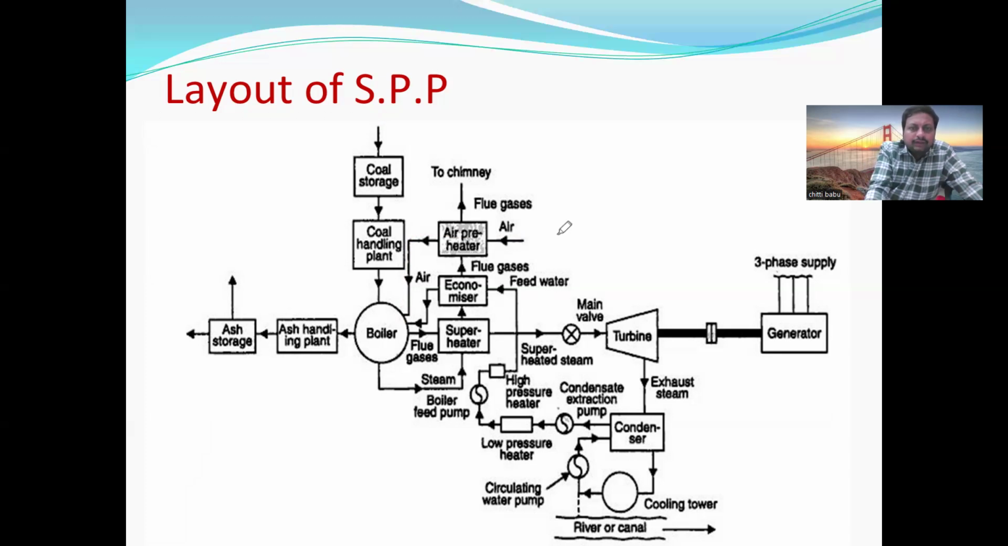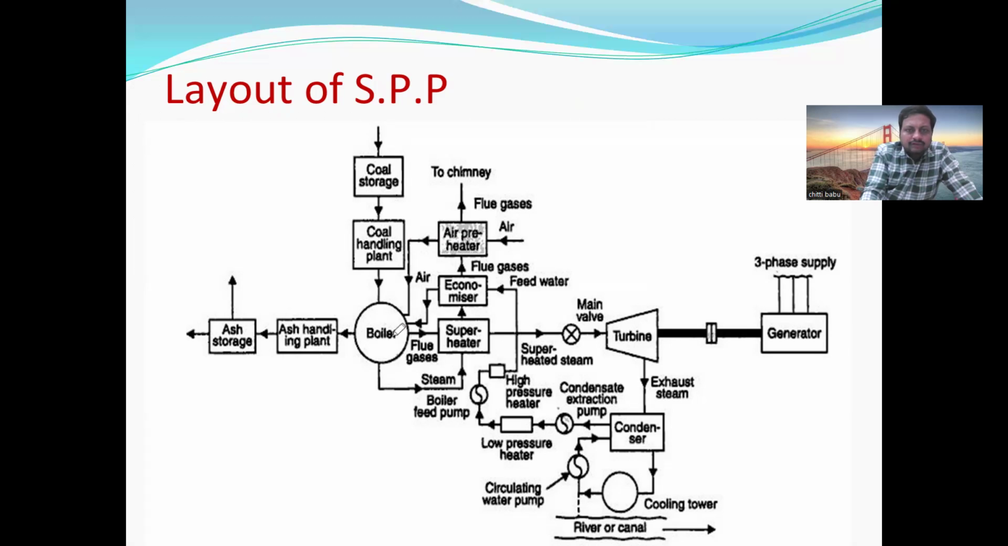So we need to supply the heated air to the combustion chamber of the boiler. Then burning of the coal takes place. After the burning, hot gases, the flue gases, will be generated. From this boiler, these flue gases will be passing through the circuit.